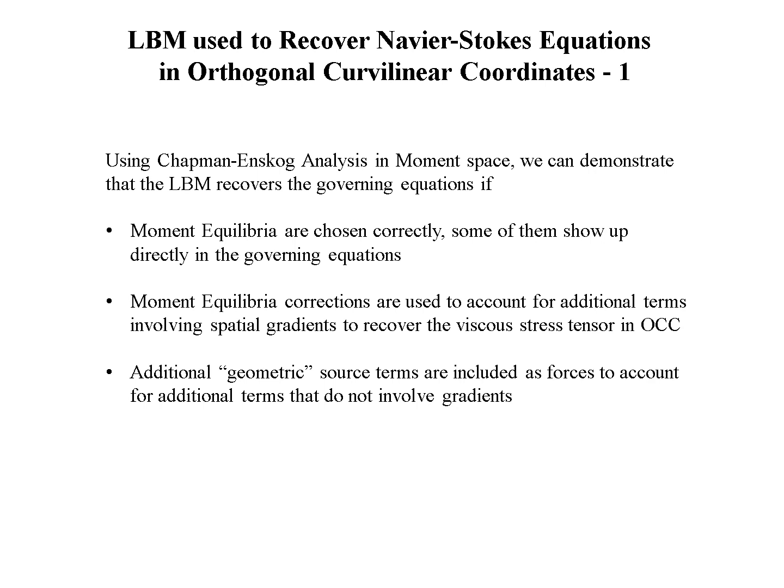Using a Chapman-Enskog analysis in moment space, we can demonstrate that our lattice-Boltzmann method will recover any given governing equation if, first, the moment equilibria are chosen very carefully and correctly. In fact, some of them show up directly in the governing equations themselves. Other additional terms in the equations involving spatial gradients that show up as parts of the viscous stress tensor in the OCC system are accounted for by using equilibria moment corrections, and all of the rest of the terms in the governing equations are accounted for in the lattice-Boltzmann model by including geometric source terms.